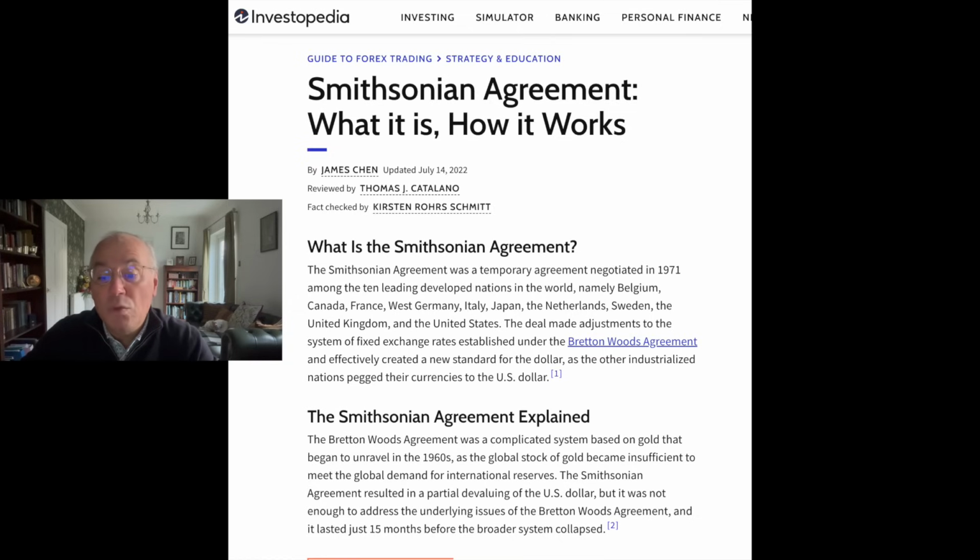The Bretton Woods Agreement was a complicated system based on gold that began to unravel in the 1960s as the global stock of gold became insufficient to meet global demand for international reserves. Well, I've got a little comment here. It wasn't the global stock of gold that became insufficient. There's always enough gold. The problem was that countries, especially the United States, abused their privilege and created too many currency units not backed by gold.